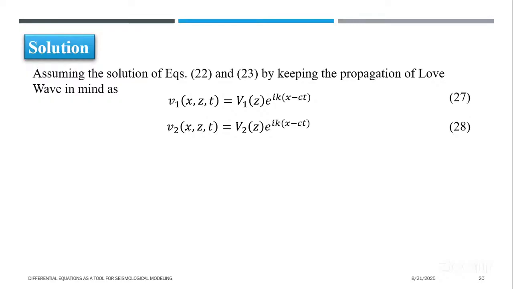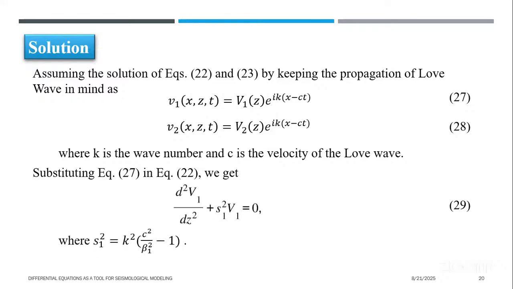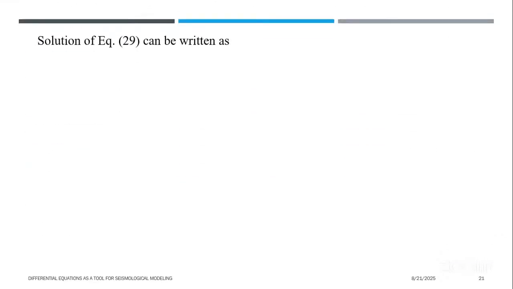Now, if we assume the solution like this, the main thing is that we have to find V1 and V2. Here k is the wave number, which is associated with the frequency, and c is the velocity of this Love wave, the phase velocity of the Love wave. Now, if we put solutions 27 and 28 in the equation, we are going to get 29, and for the half space, this is going to be 29.